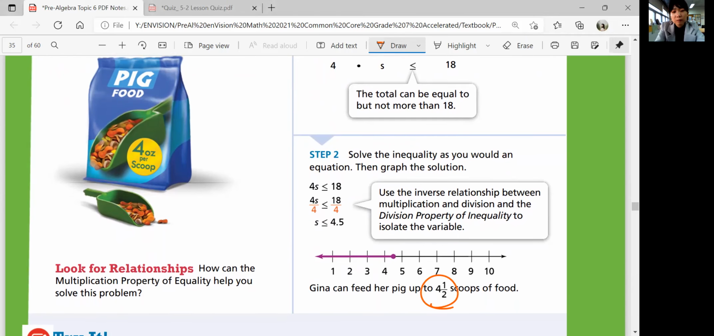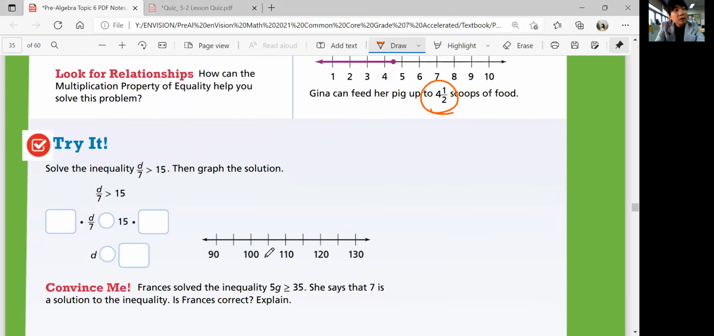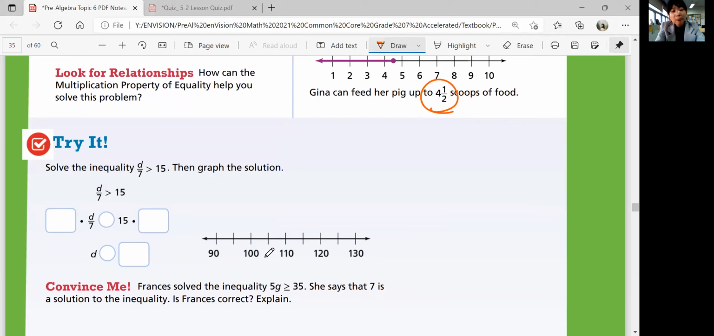It's a solution. Okay, using the same rule, see if you can do a try question. Try solving the inequality D over 7 is greater than 15. Okay, everything's positive numbers. You keep the inequality sign as it is.